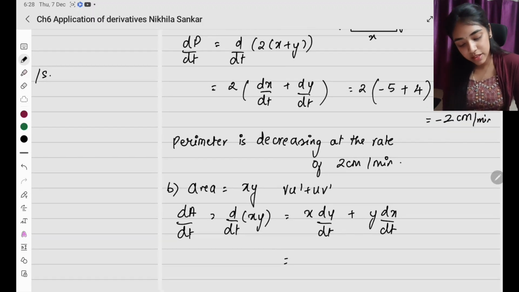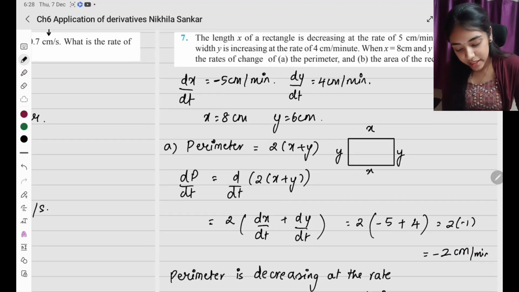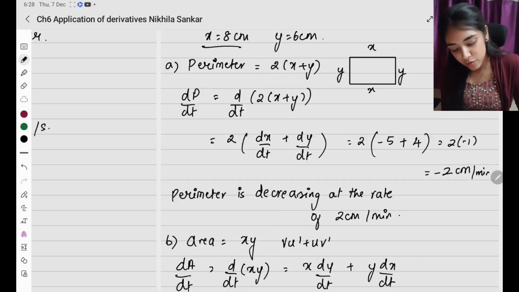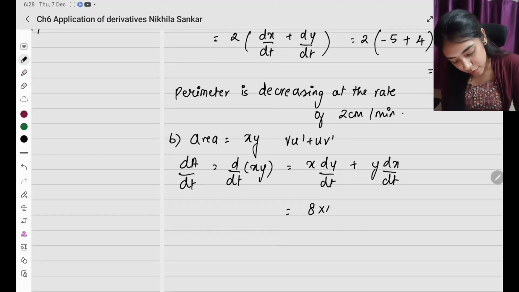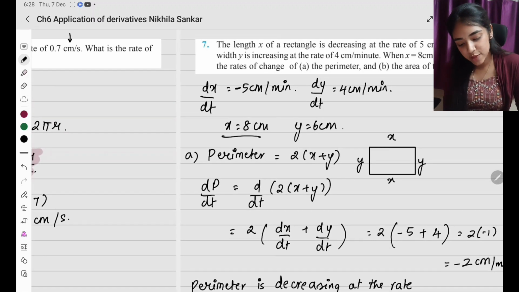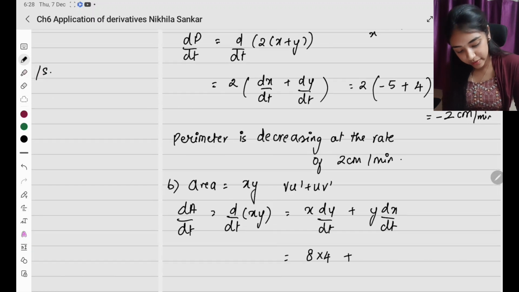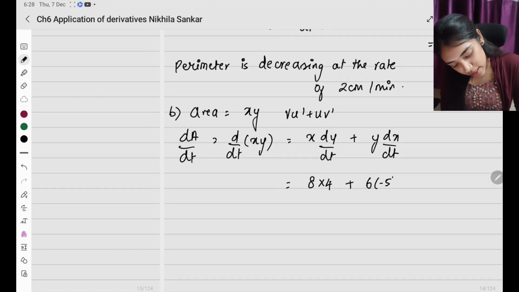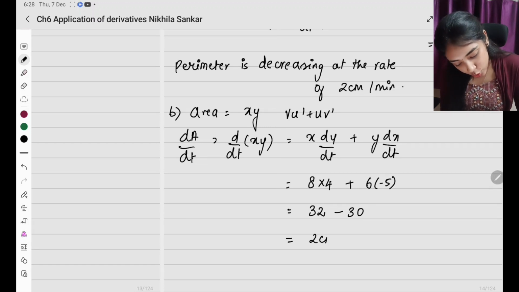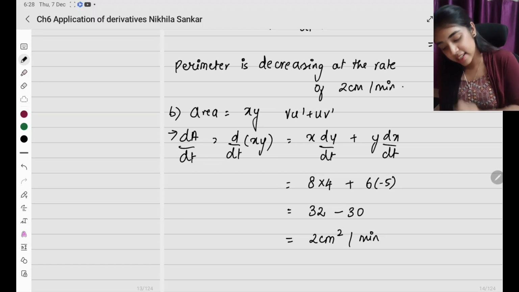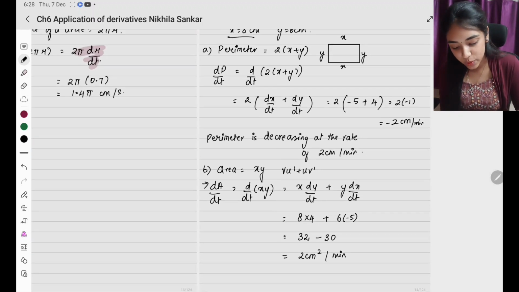Every value is given. When I substitute, x times dy by dt is 8 times 4, plus y into dx by dt, which is 6 into minus 5. So 8 fours are 32, and 6 fives are 30 with a minus. So this is going to be 2 centimeters square per minute. We are talking about area with respect to time, so centimeter square. Please copy.